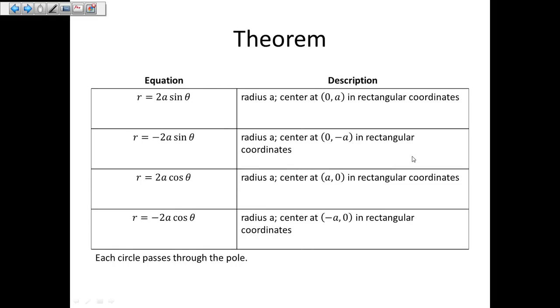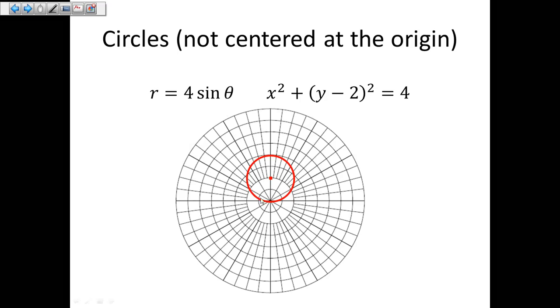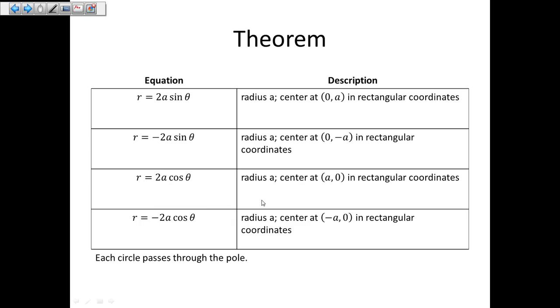Okay, so here's a theorem for you. All of these equations represent circles. All of these circles are centered at a point that's on the x or y axis, and all of these circles pass through the pole. Notice that this circle goes through the pole. All of these circles do that. You should probably take some time to pause the video and write this stuff down so that you can recognize them as circles on the graph.